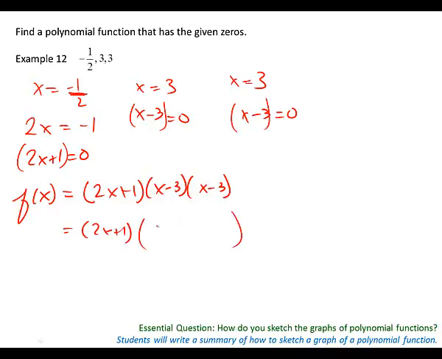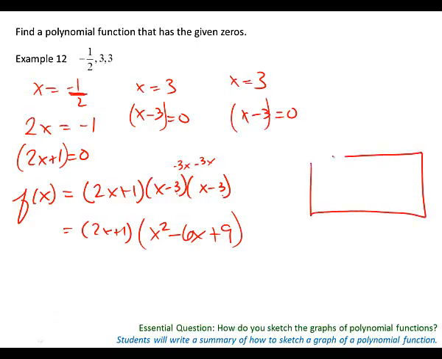So what's x times x? Good. X times -3. How many of those do I have? 2. So what do I get in the middle? Good. -3 times -3 is? 9. Not going to FOIL anymore, right? We're going to get out the box to multiply these together. So we've got 2x plus 1 down that side and x squared minus 6x plus 9 up there.